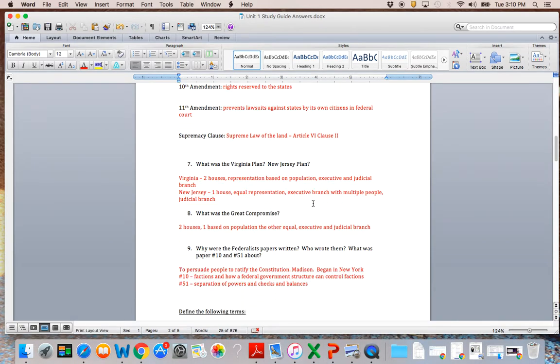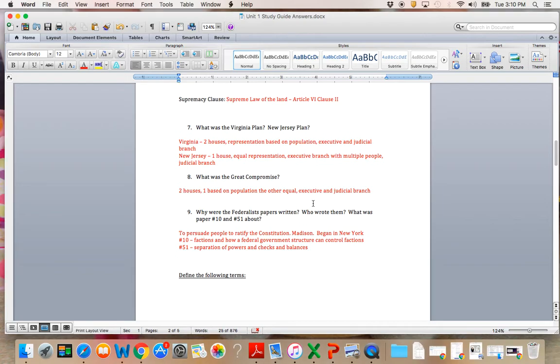Looking at the Constitutional Convention, you have the Virginia plan and the New Jersey plan. Virginia, they had their plan first because they were there first and they had time to craft this plan up. They wanted 2 houses, and because they were the bigger states, they wanted their representation in each house of Congress or the legislature to be based on population. They also had the idea for an executive and a judicial branch.